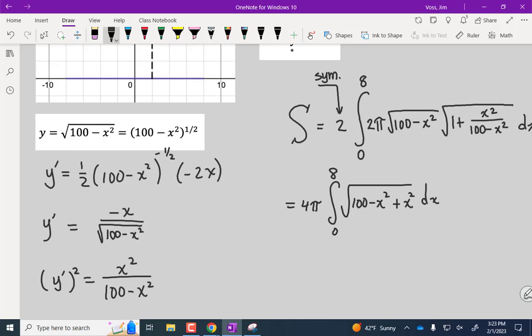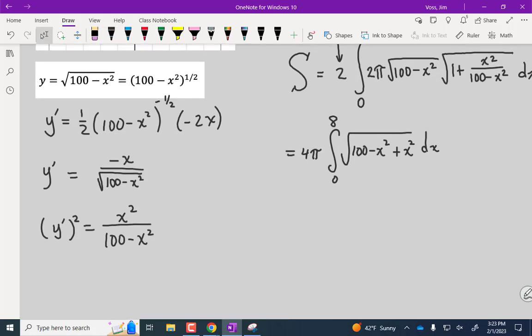Once again, we have a whole bunch of cancellation here that ends up being 40 pi times the integral from 0 to 8 dx. So in here, these cancel. Square root of 100 is 10. 10 times 4 is 40. And then the integral from 0 to 8 of dx is 8. So we'll have 320 times pi.